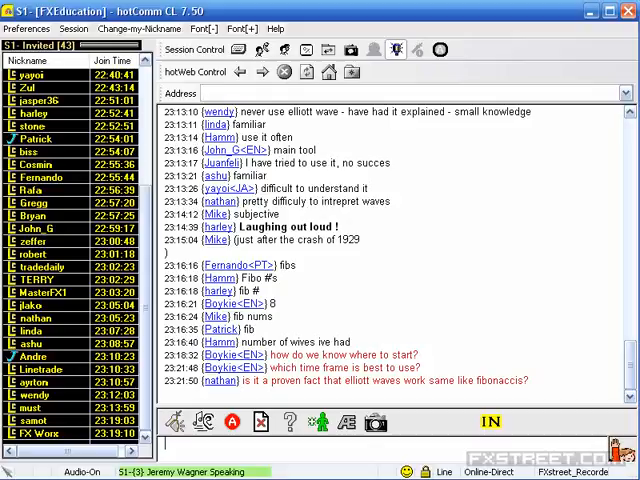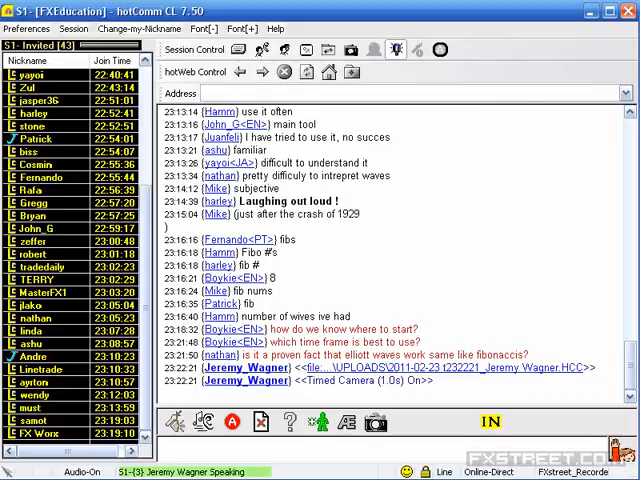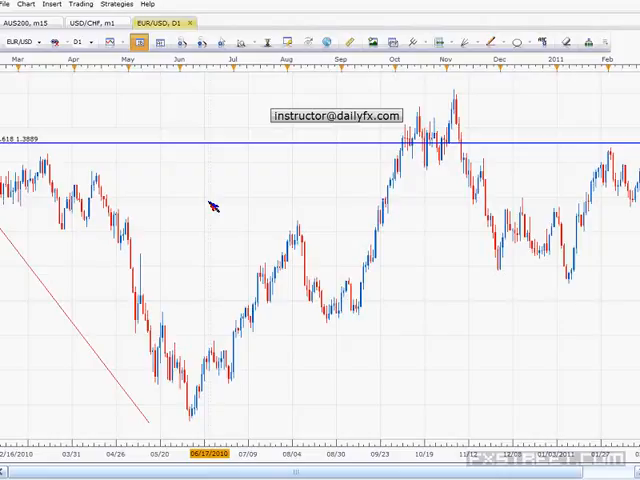Just a minute, let me change my camera. All right, so you should be able to see my chart right now. This is a euro-dollar daily chart. Are you guys able to see this okay?